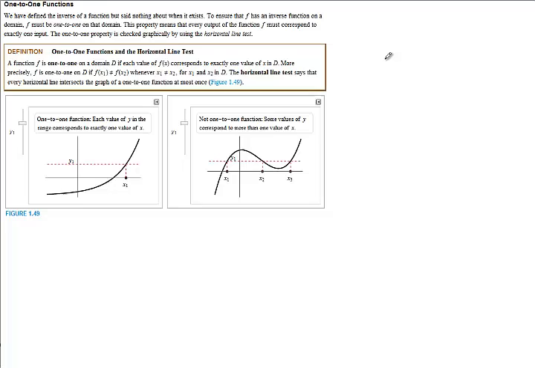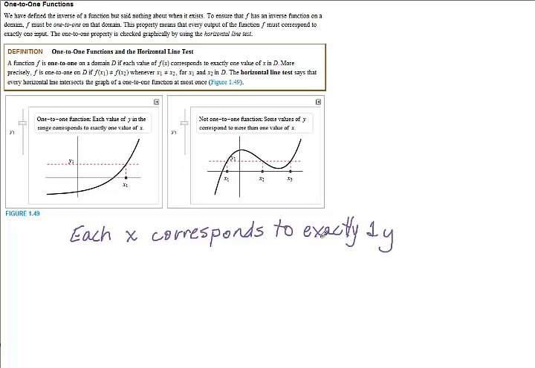Not all functions have inverses. In order for a function to have an inverse, it has to be a one-to-one function. When we discussed the definition of function, we talked about the fact that each x corresponded to exactly one y. And this was for a function. A one-to-one function is like a monogamous function. Each x has one y and each y has one x.